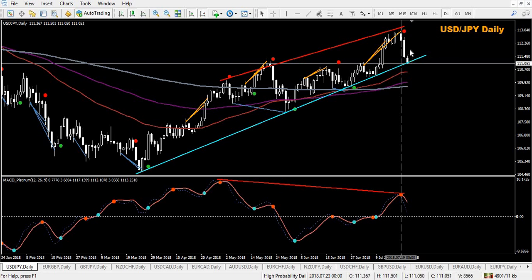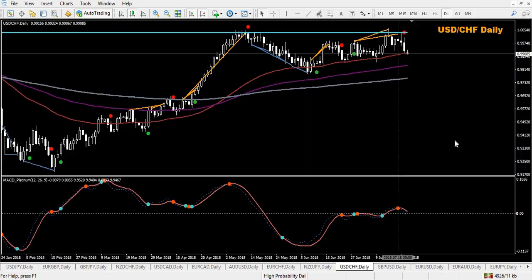It's probably a little bit late now. Well, not a little bit late, but I would ideally want to have been in the open there or close to it. You have got good hidden bearish divergence there. What else was I looking at? The USD Swiss franc.